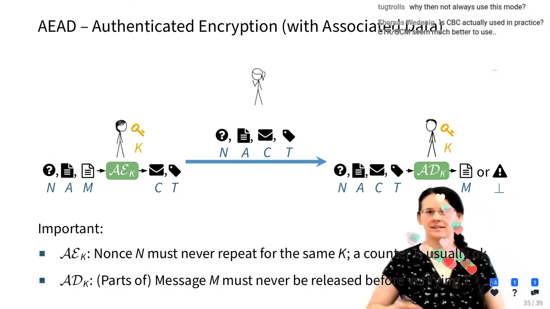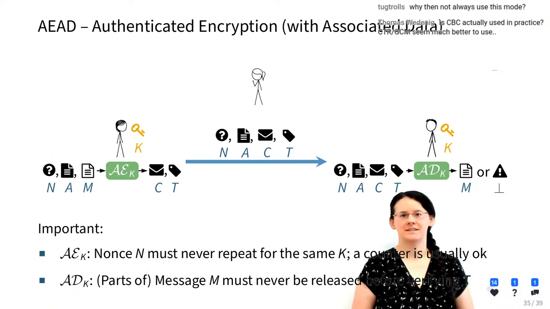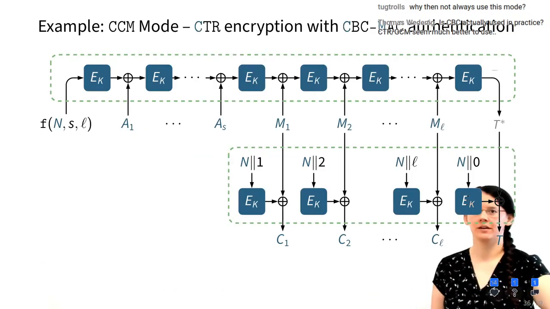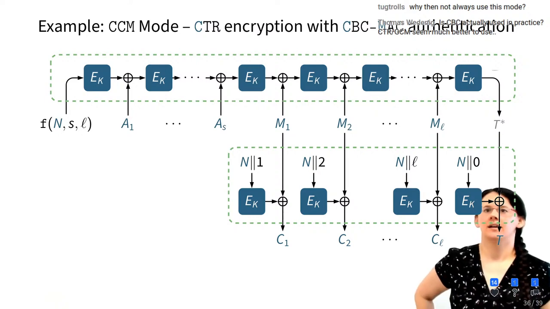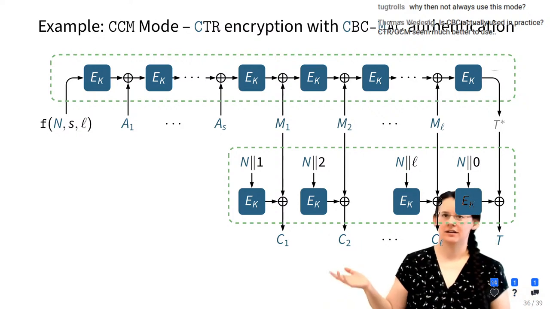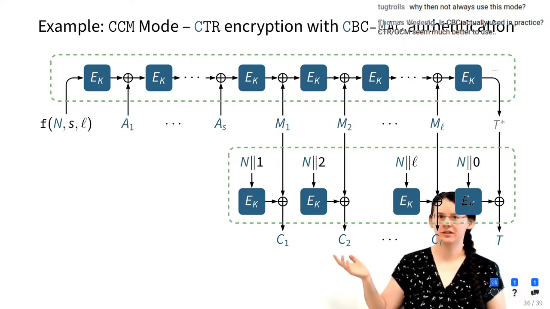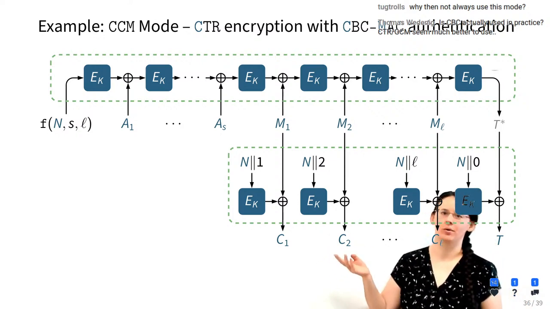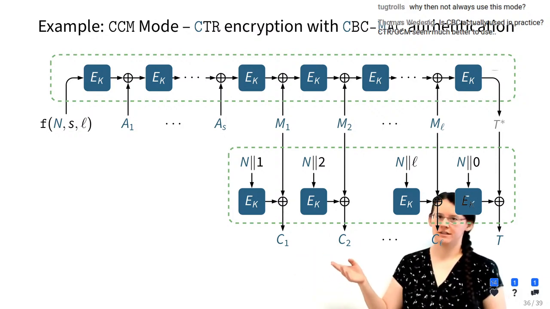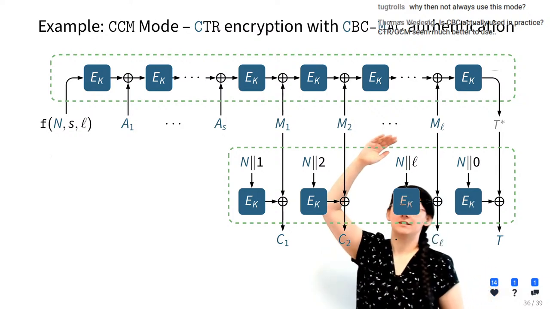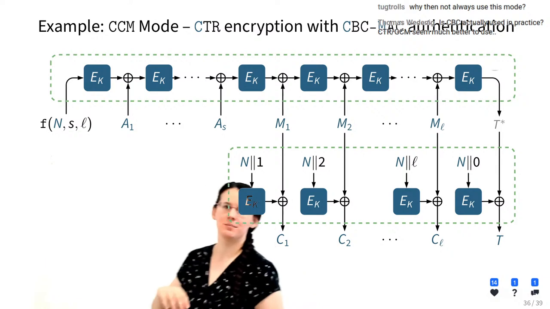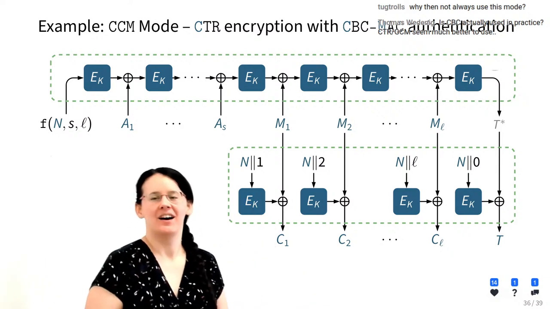So again, time to look at an example of what these things actually look like. The mode that we are going to look at is called CCM, which combines the counter mode of encryption we saw so far, which we said was the more popular mode and actually the only mode supported in TLS, for example, for encryption, and combines it with CBC for authenticity. So this picture looks a bit complicated. Let's break it down. What's going on here?